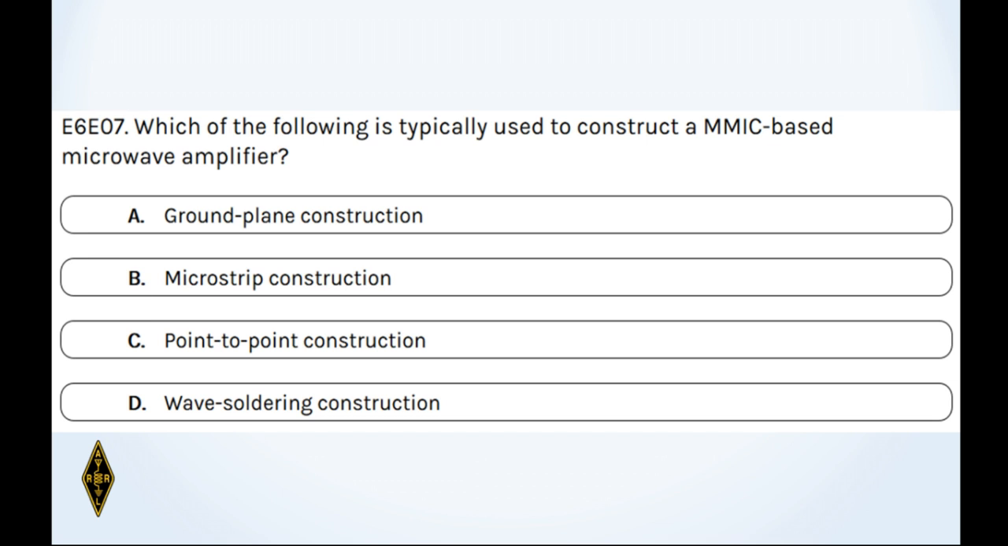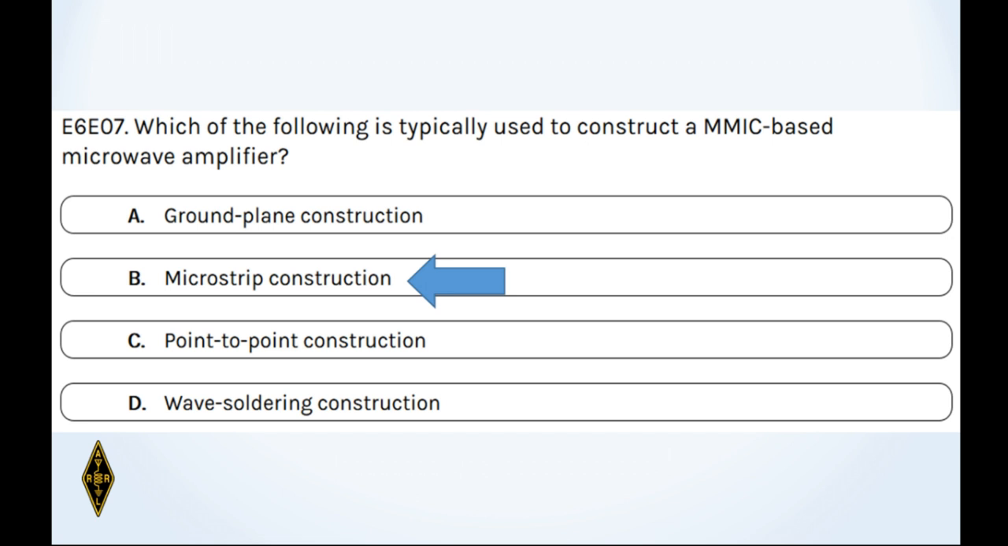And which of the following is typically used to construct a MMIC-based microwave amplifier? What kind of construction? Microstrip construction. That's where you use the dual layer circuit board, constant impedance.